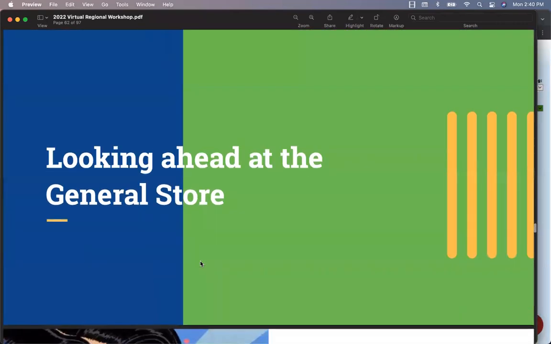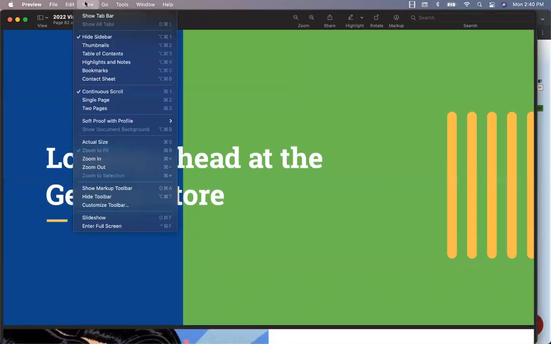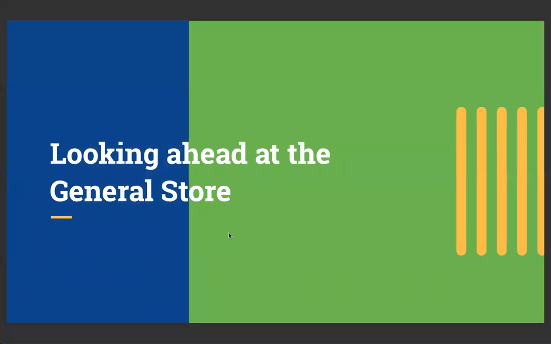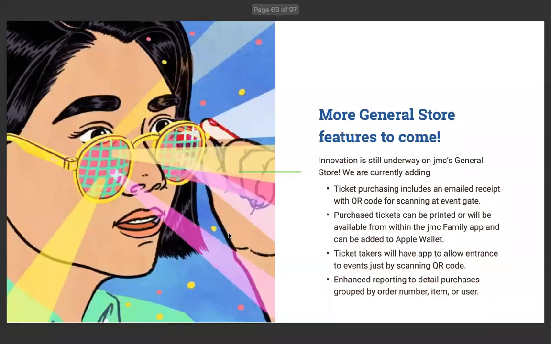So great. And then looking ahead at the general store. Here we go. Innovation is still underway on James C. General Store. We're currently adding first ticket purchasing, which includes an emailed receipt with a QR code for scanning at EventGate. Purchased tickets can be printed or will be available from within the James C. Family app and can be added to the Apple Wallet.